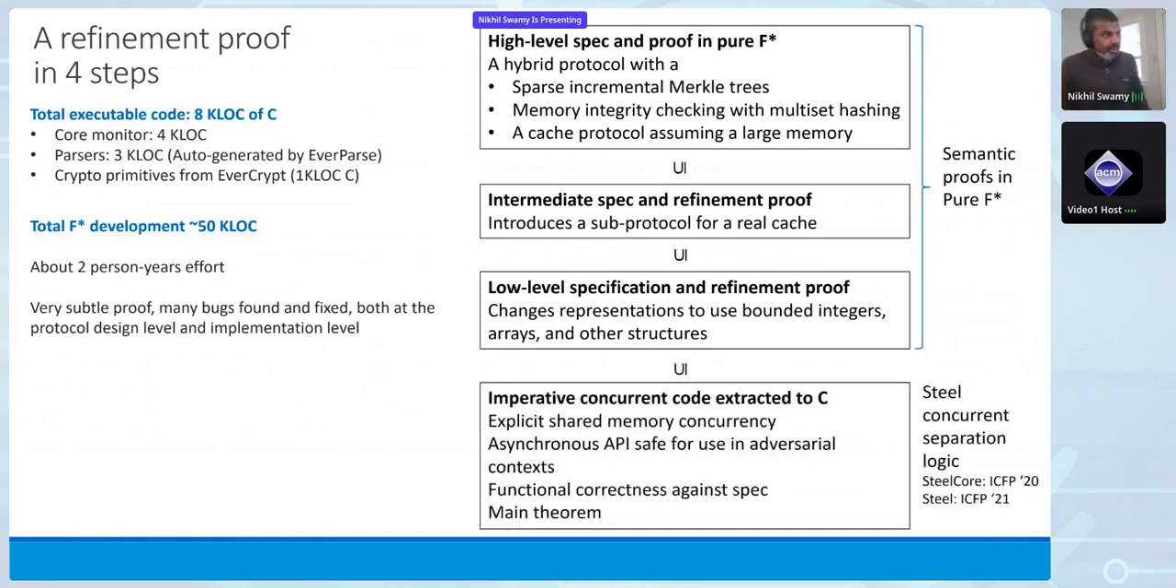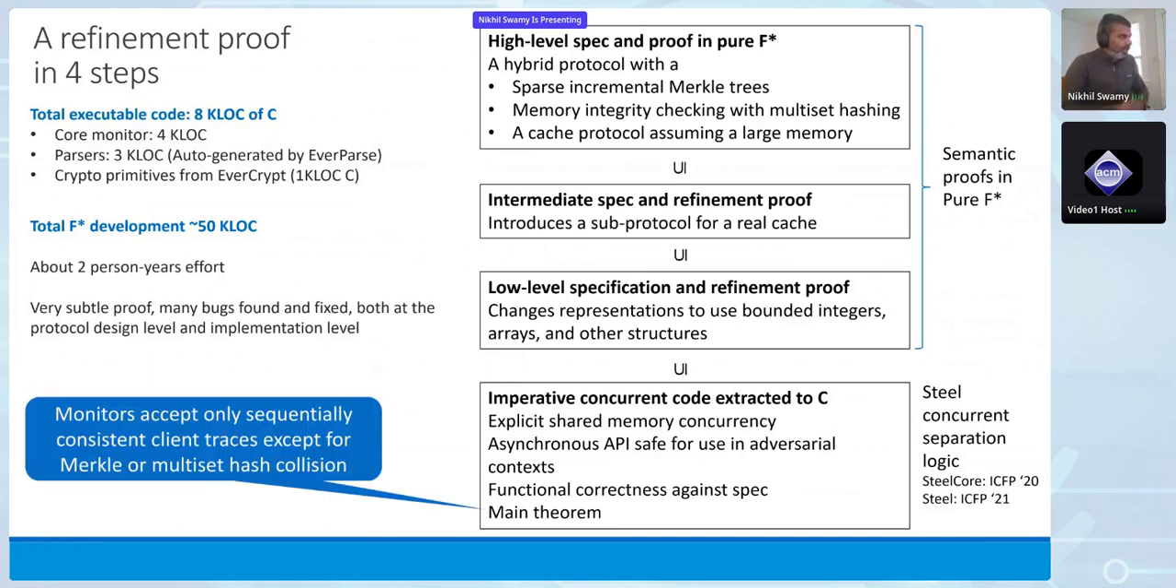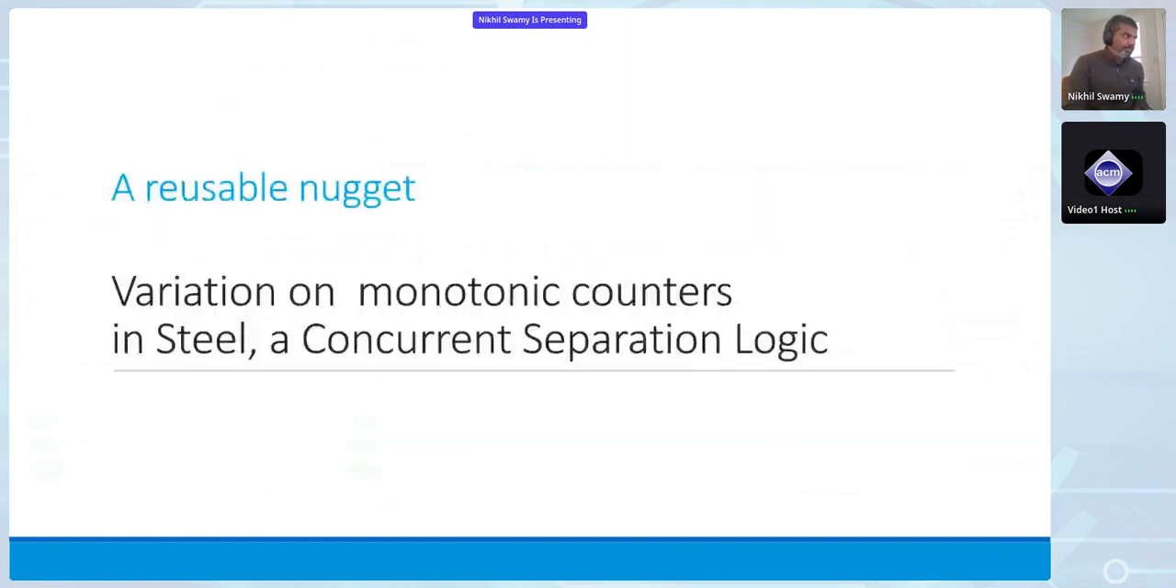The final step of the proof is we switch to a DSL in F star called Steel, which is a concurrent separation logic based DSL. And at this level, our main theorem is a functional correctness spec against the higher level specifications. And the top level theorem is that monitors accept only sequentially consistent executions, except for Merkle or multi-set hash collision.